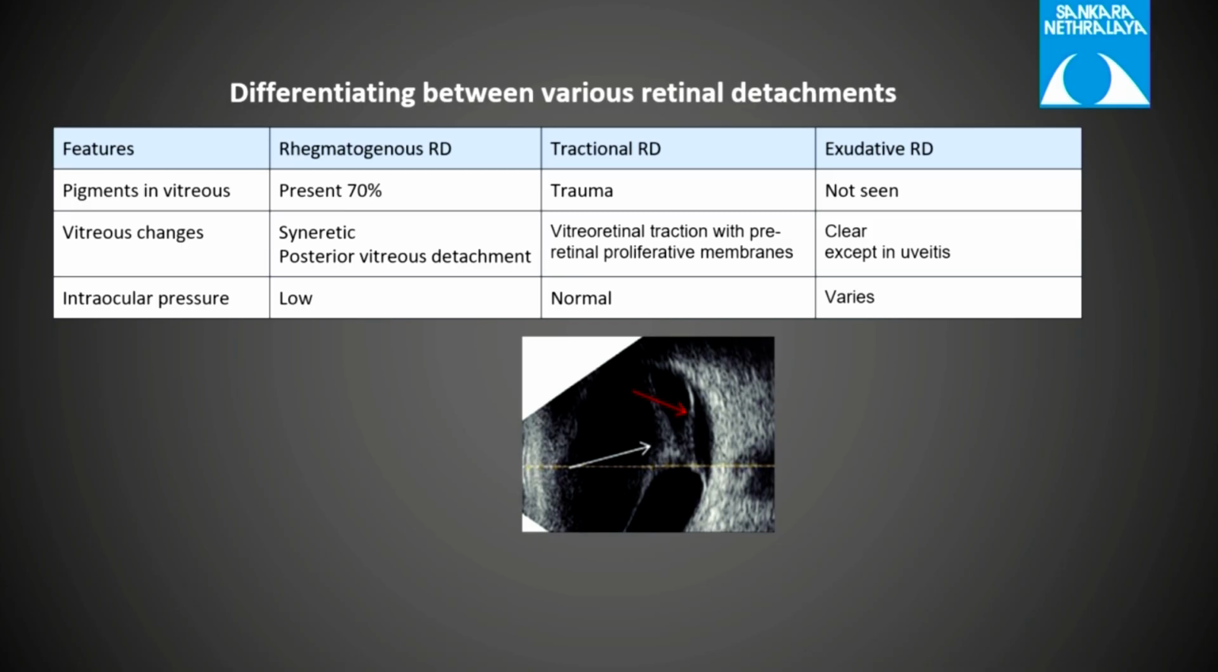And vitreous changes: in rhegmatogenous RD, there is vitreous syneresis and posterior vitreous detachment. In tractional RD, there is vitreoretinal traction which is causing traction on the retina. In exudative RD, the vitreous usually will be clear unless there is uveitis or something like VKH, where we can see cells and vitreous haziness. Intraocular pressure usually will be low in rhegmatogenous RD, as we have discussed earlier, in tractional RD it is normal, and in exudative RD it may vary.